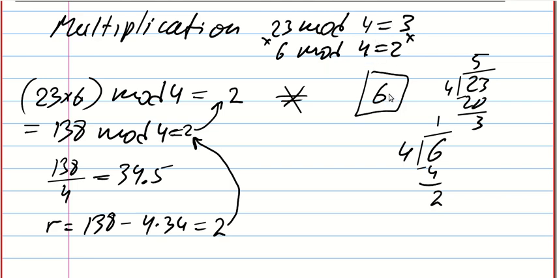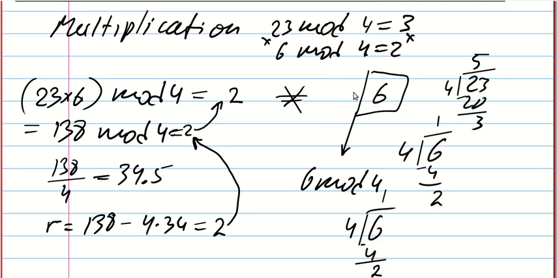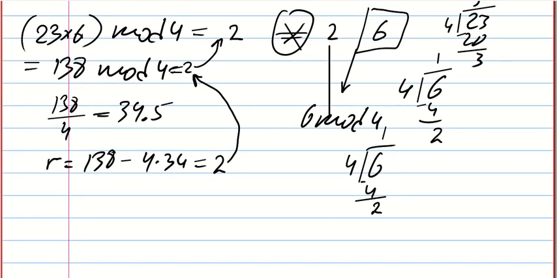I didn't do 6 mod 4, so I need to finish it. Basically, I haven't done the last step. I need to calculate 6 mod 4. And we know 6 mod 4 is easy to calculate. You just have to take 6 and divide by 4. So you get 1, you get 4 on the bottom, so you get 2. So it works, right? I just have to finish my calculations, which I had not.